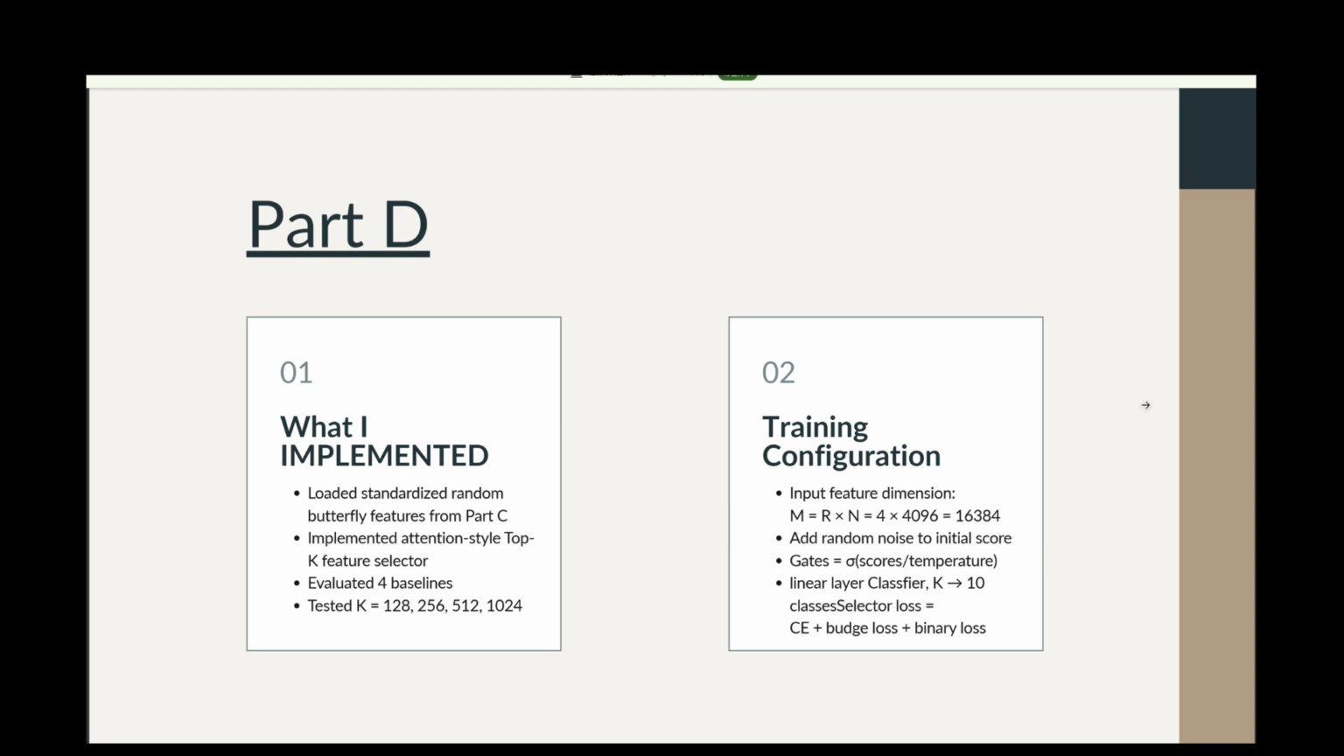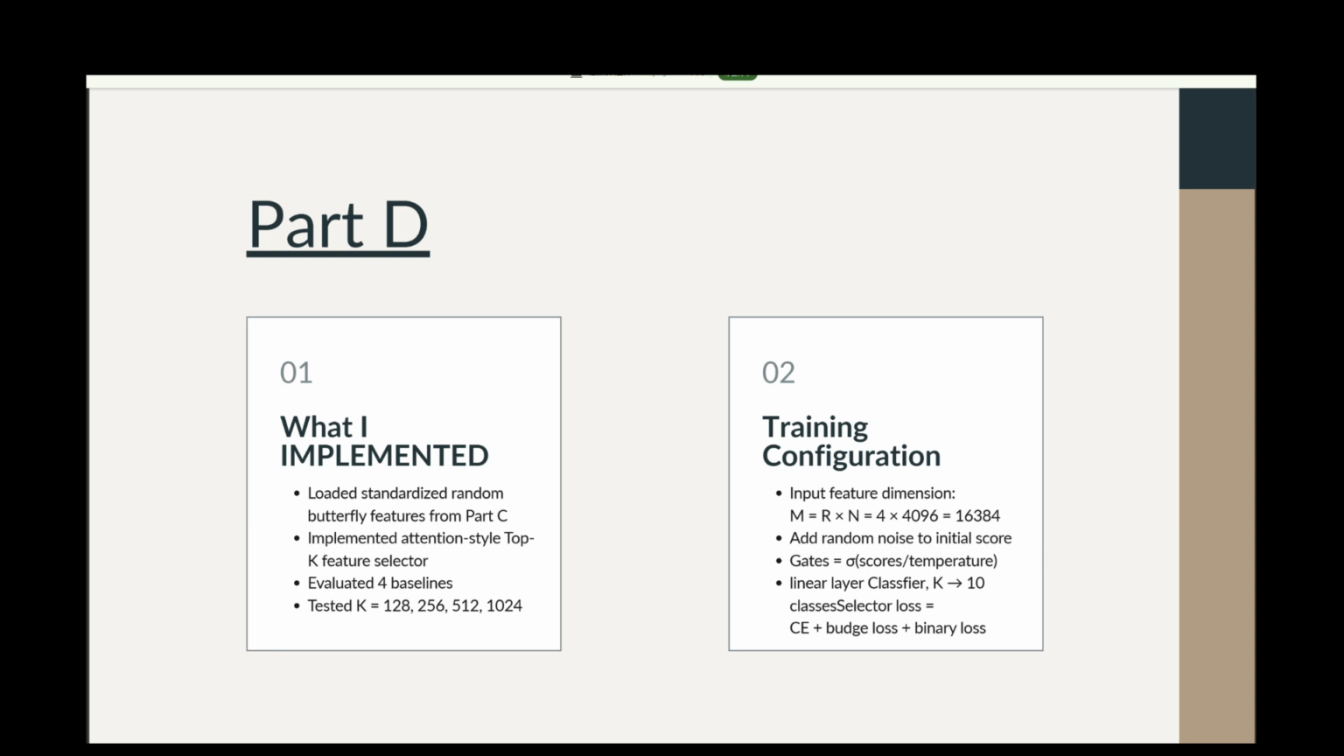For Part D, my goal was to perform attention-based feature selection on random butterfly features generated from Part C. The input features were already extracted and standardized in Part C. Each image was represented by a random butterfly feature vector with dimension n equals r times n, which is 4 times 4096, so the feature dimension is 16,384. In this part, I implemented an attention style top K feature selector.